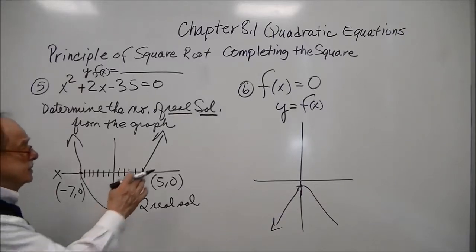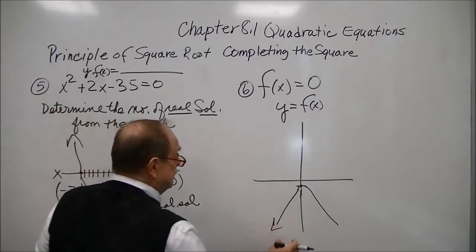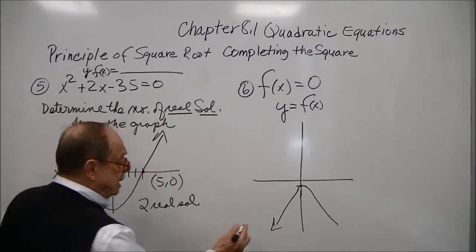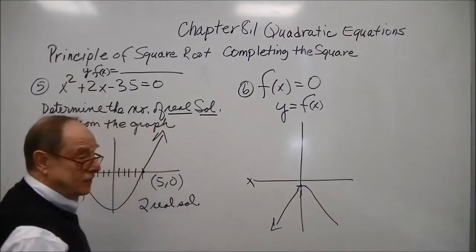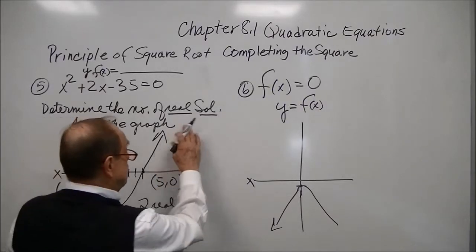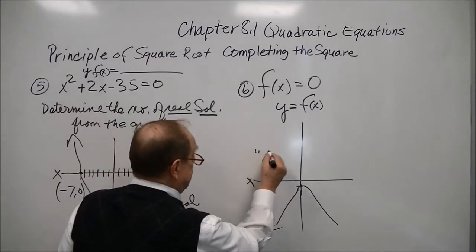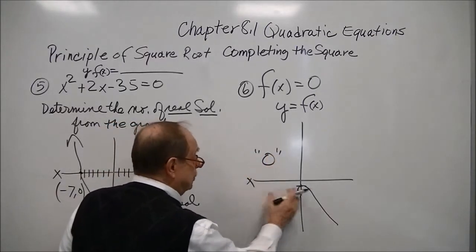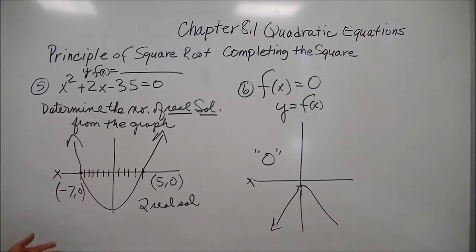Now as we look at number 6 and its graph, this is the information they give us, and this is the graph they give us. Does this parabola cross the x-axis at all? And the answer is no, it doesn't. So how many real solutions does this have? And the answer is 0. It doesn't have any real solutions. And we'll be getting to this a little bit later toward the end of the chapter, and then in other topics as we cover chapter 8.